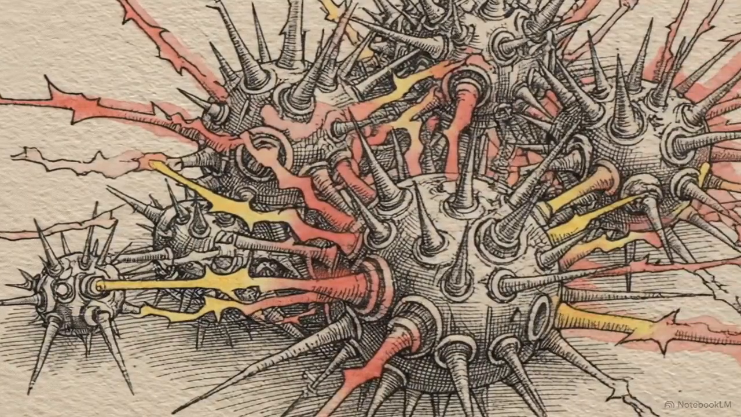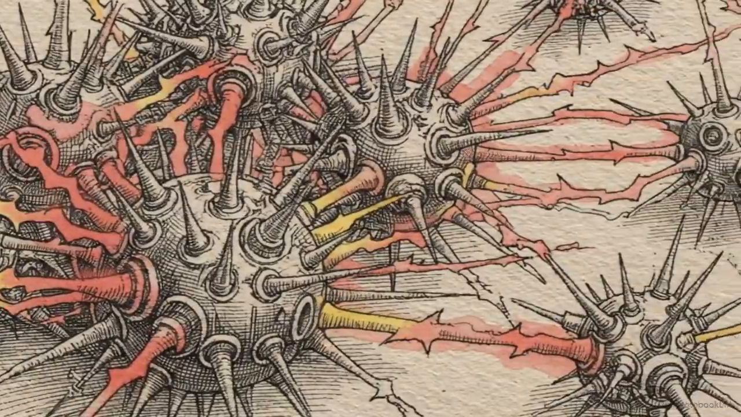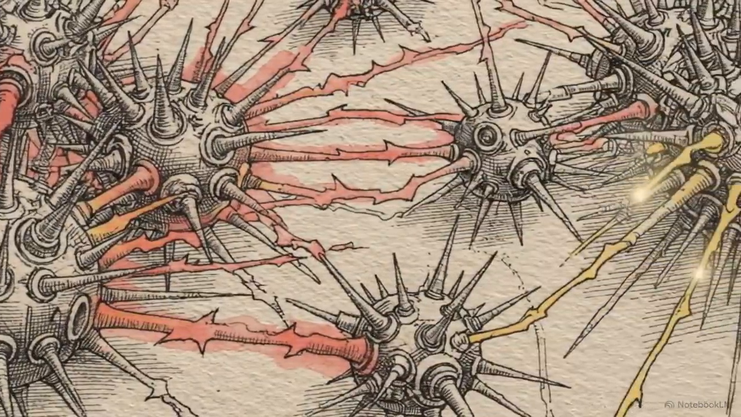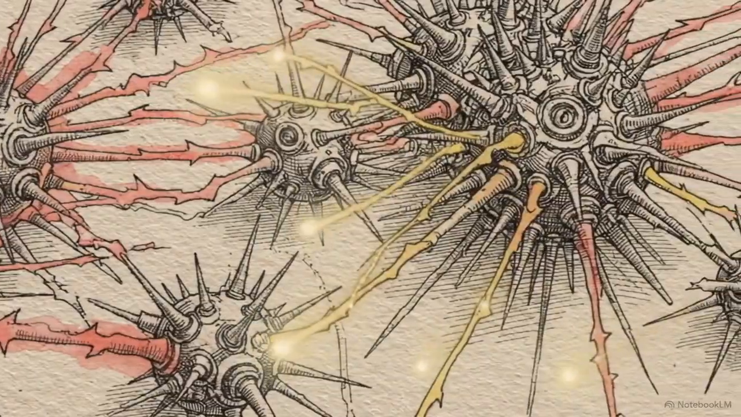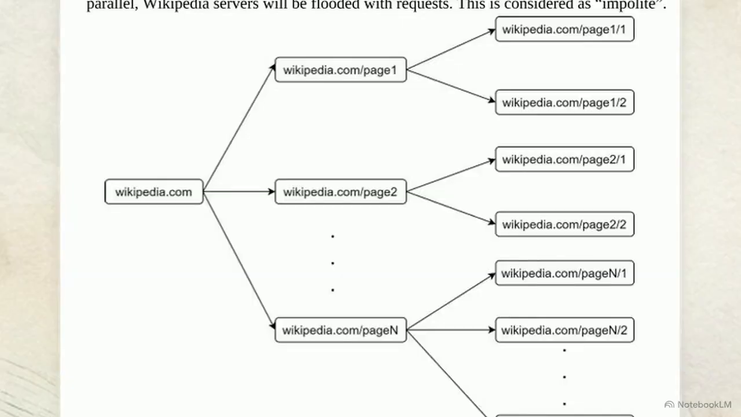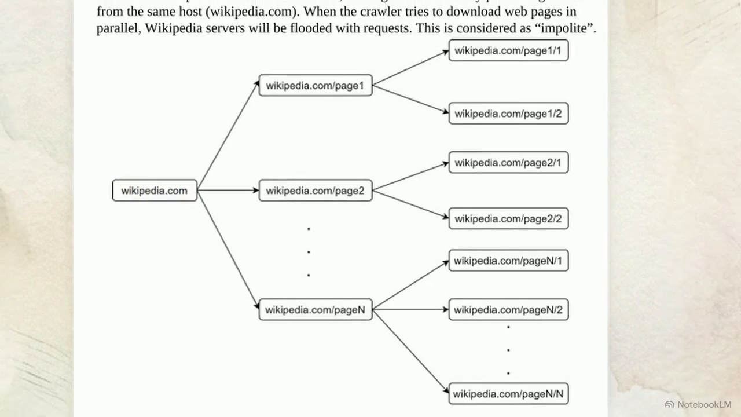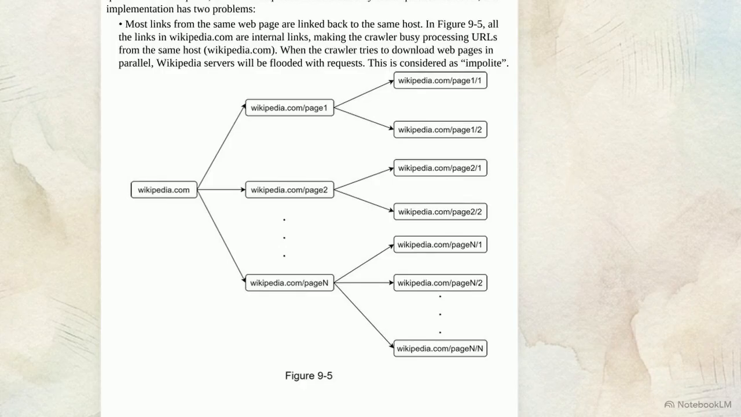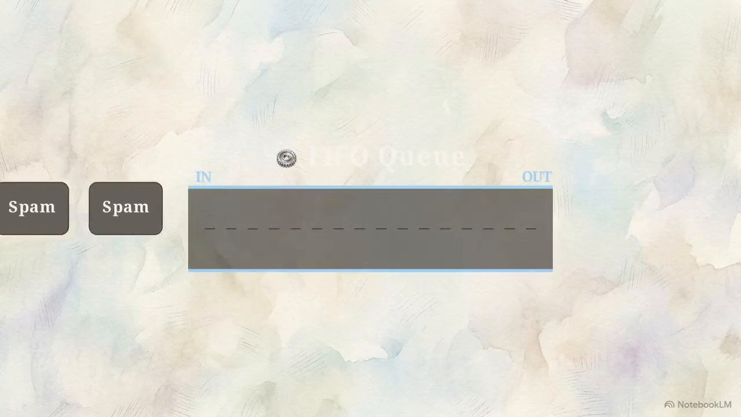The actual web is not a clean matrix. It is a highly clustered, chaotic, and actively hostile environment. This diagram illustrates our first critical failure mode. When extracting links, most of them point right back to the same host. Because a standard BFS processes them sequentially, our worker threads will hammer a single domain, accidentally launching a DDoS attack against it. The second failure involves ingestion.